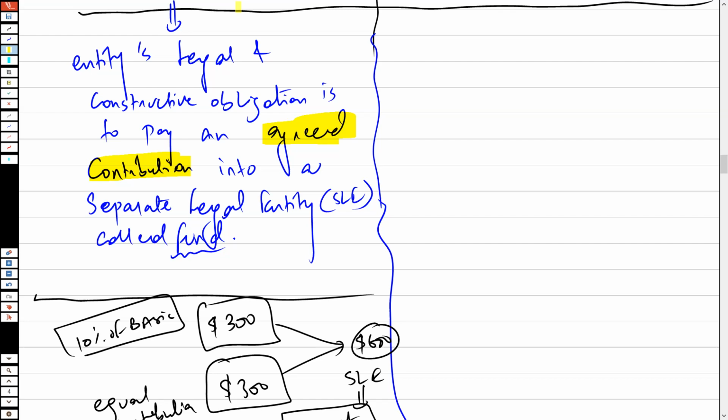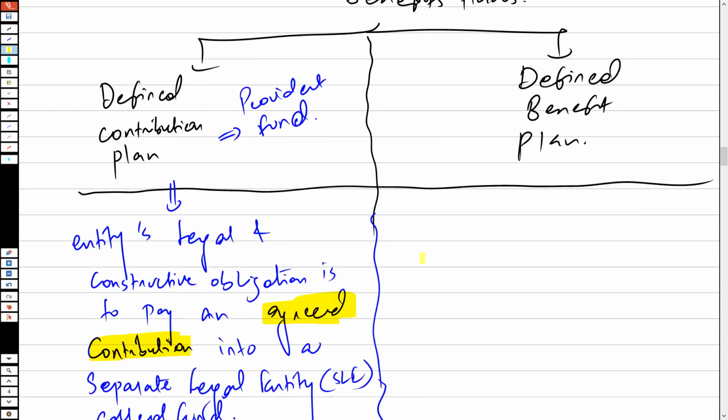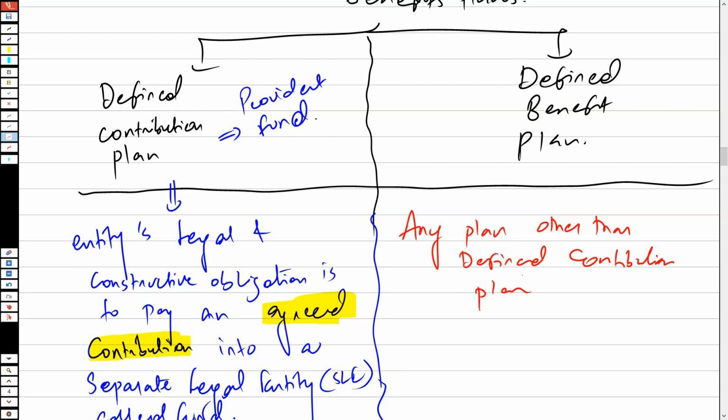Okay, so this is a defined contribution plan. And what is a defined benefit plan? By definition, any plan which is other than a defined contribution plan is considered a defined benefit plan. That's the definition. Now, let's try to understand it.